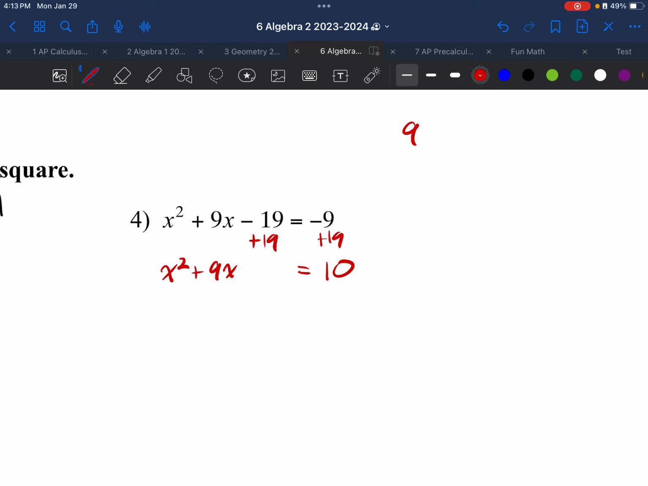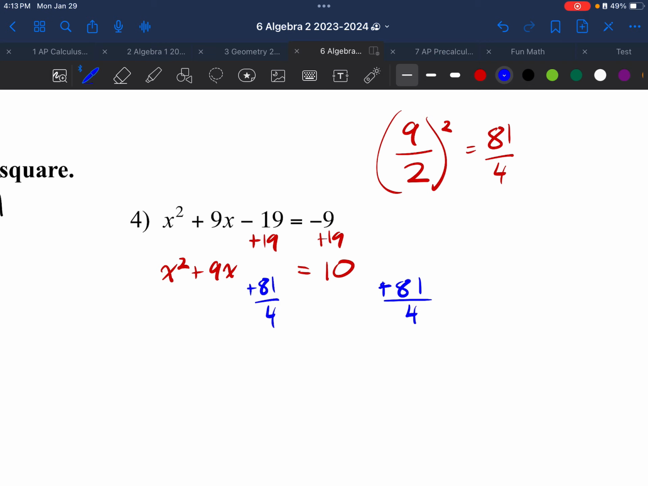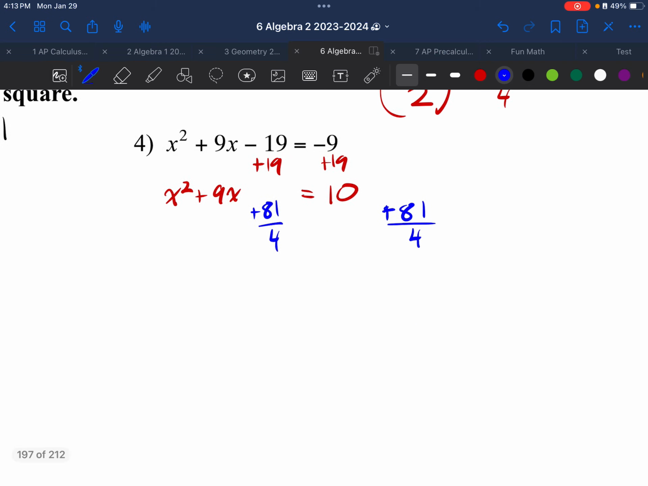So I'm going to take our 9, and I'm going to divide by 2, and then I'm going to square it. That's the number that completes the square. This is going to be an 81 over 4 that completes the square. So I'm going to add an 81 over 4 to both sides. So the left side is now x squared plus 9x plus 81 over 4.